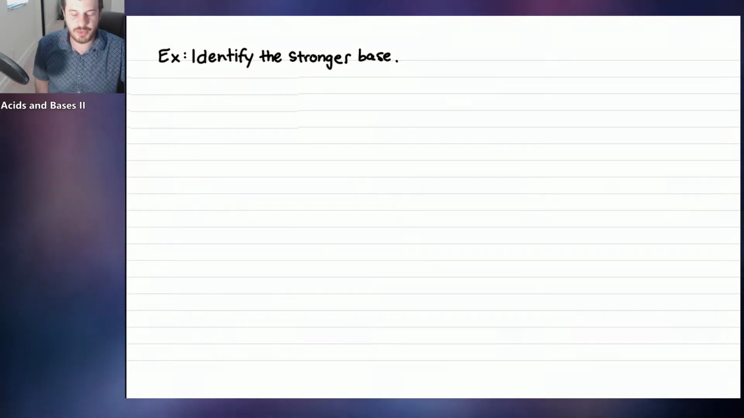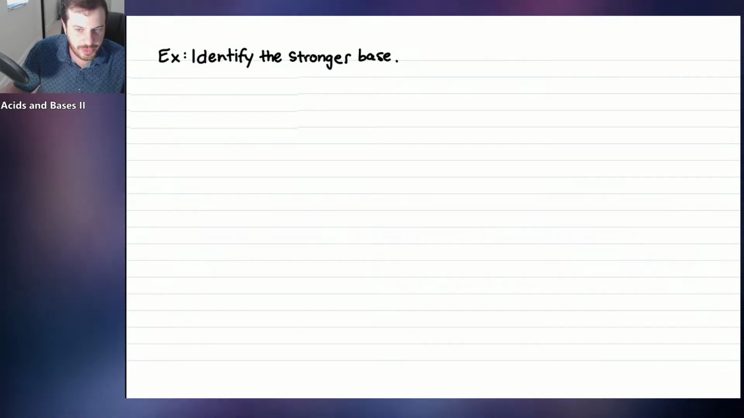All right, let's continue our conversation about acids and bases. We were talking about how to identify the stronger base, and we did that by using the pKa table, which is a little bit surprising because the pKa table tells us things about acids. So how are we going to use the pKa table to find out something about a base?